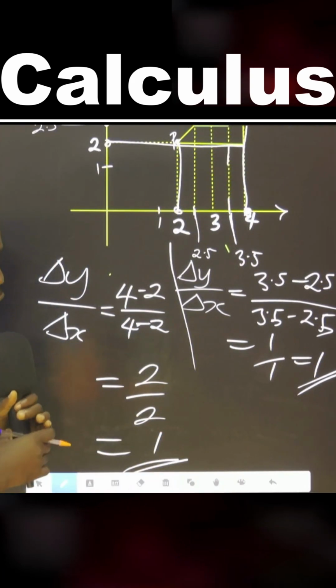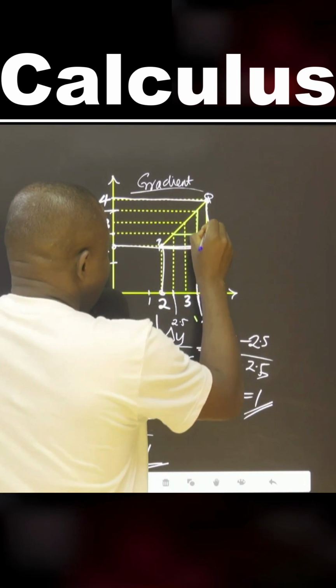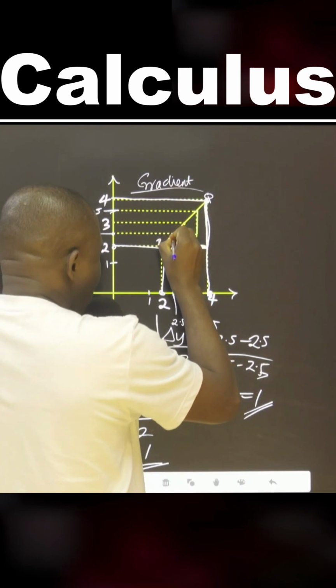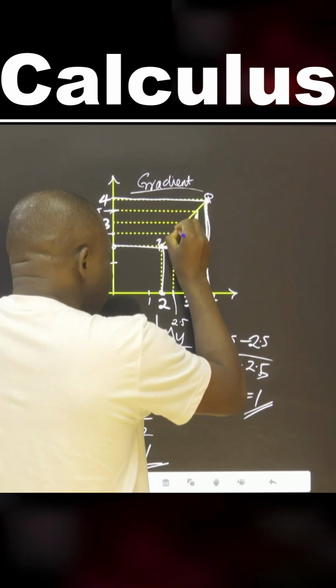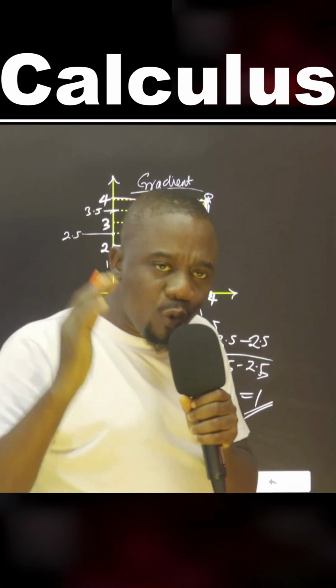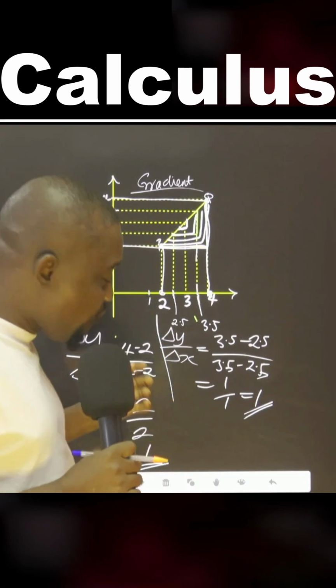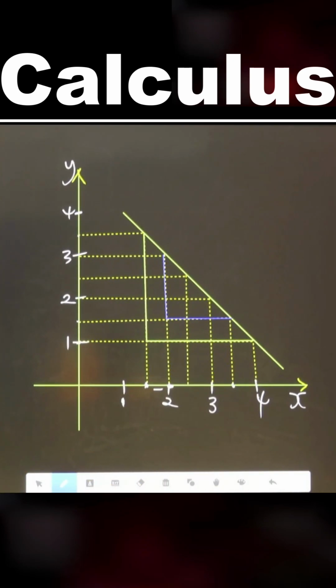As you can see, whether we take the calculation from here or here, even if you reduce it, the answer will continue to remain 1, 1, 1, 1 throughout. That is change in y over change in x. Now, let's look at this.